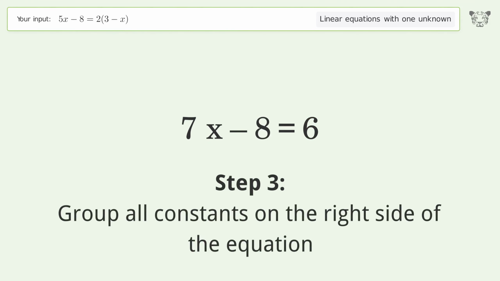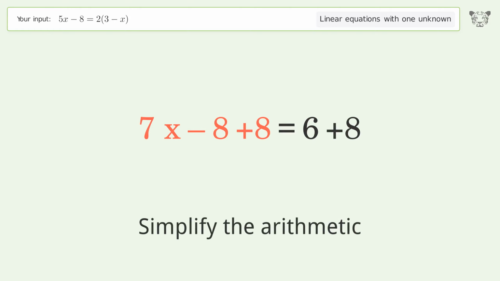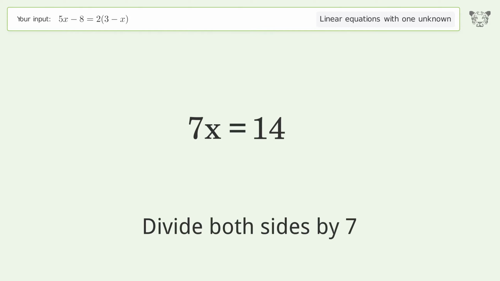Group all constants on the right side of the equation. Add 8 to both sides. Simplify the arithmetic. Isolate the x. Divide both sides by 7.